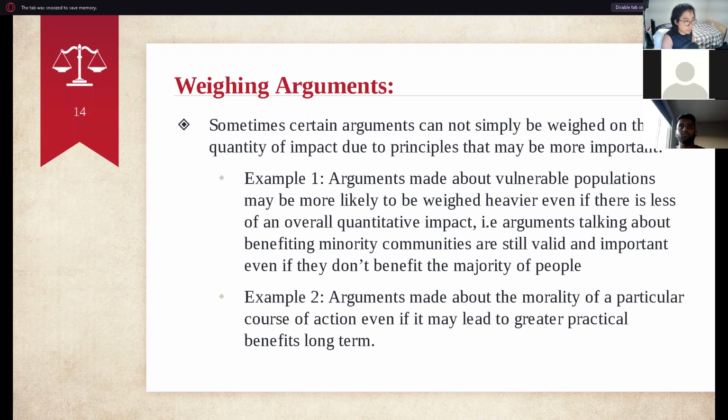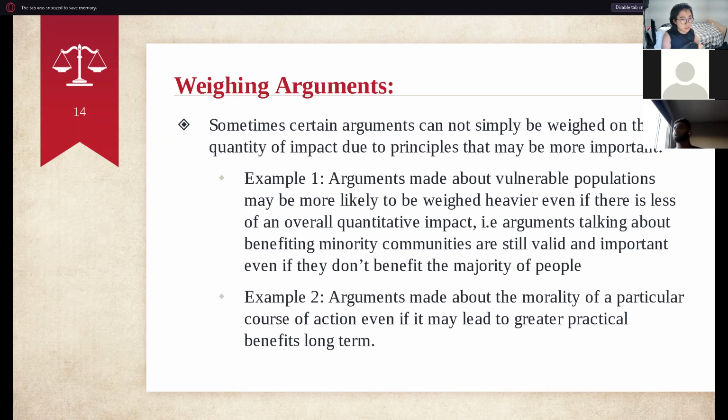Arguments talking about benefiting minority communities are still valid and important, even if they don't benefit the majority of people, right? A very typical motion type is something like, this house will do X thing for the vast majority of society, like taxing wealthy people and then funneling that into social programs for poorer people, right? Or making that a part of reparations for racial minorities, for example. Those kinds of arguments are a good example of this, where, even though maybe this negatively, quote unquote, affects people in society, where you're obviously taking more of their money, taxing them more and stuff like that.